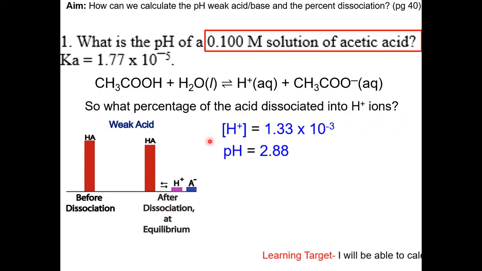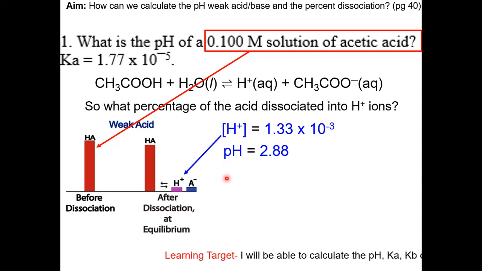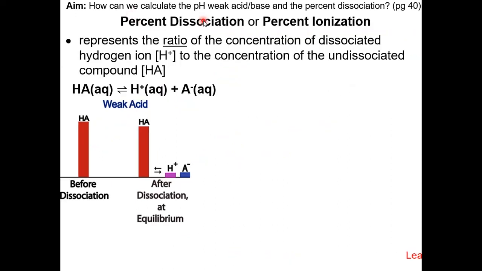We know the initial concentration of acetic acid is 0.1 and the equilibrium concentration of the hydrogen ion is 1.33 times 10 to the minus 3. We can set up a ratio to determine the percentage of the acid dissociated into hydrogen ions. This is known as percent dissociation or percent ionization, which represents the ratio of the concentration of dissociated hydrogen ion to the concentration of the undissociated compound.